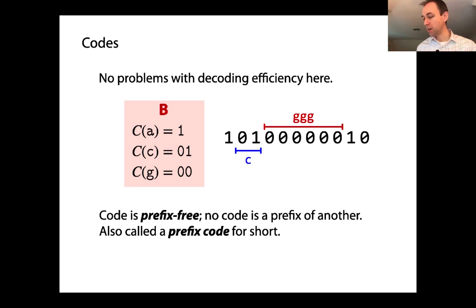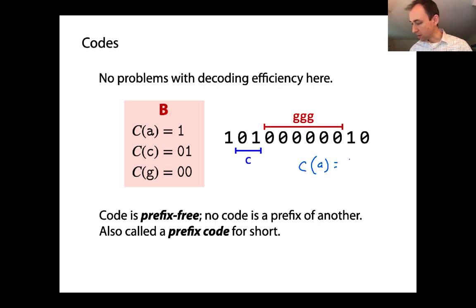Right? So none of these codes, 1, 0 1, 0 0, is a prefix of another. 1 is not a prefix of 0 1. 1 is not a prefix of 0 0. 0 1 is not a prefix of 0 0. And the other way, right? 0 0 is not a prefix of 1, 0 0 is not a prefix of 0 1. No code is a prefix of another code. So a code that has this property is called prefix free, or sometimes, for short, it's just called a prefix code.